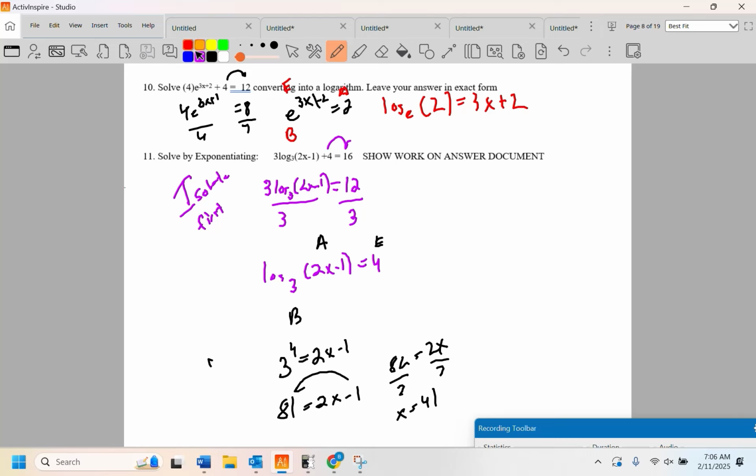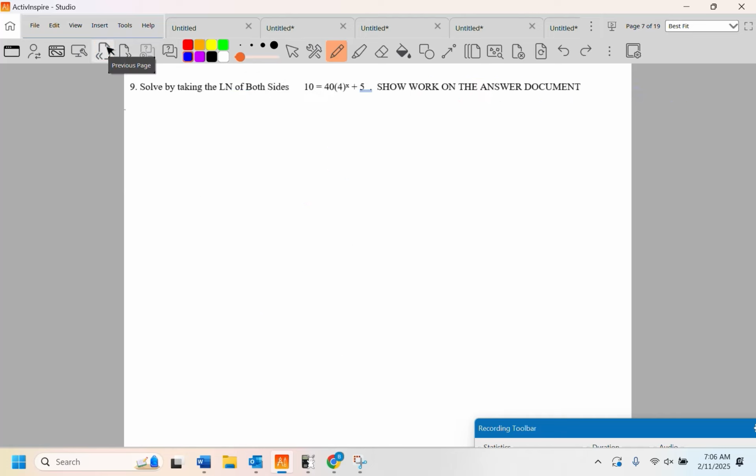Log base e is more affectionately known as a natural log. We're going to take away that 2, the opposite of addition, and then we're going to divide out that 3. So the natural log of 2 minus 2, over 3, is my x value. See how easy these are? I'm on like autopilot here.